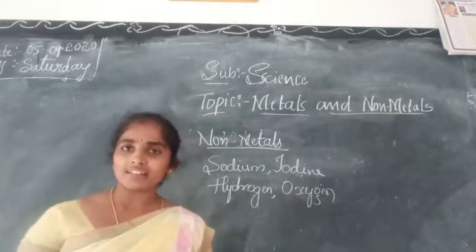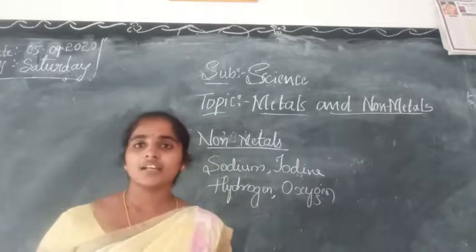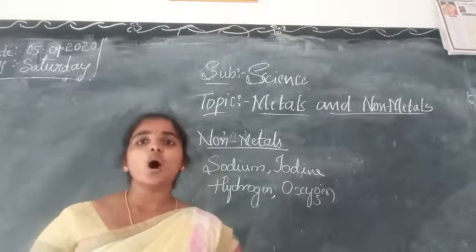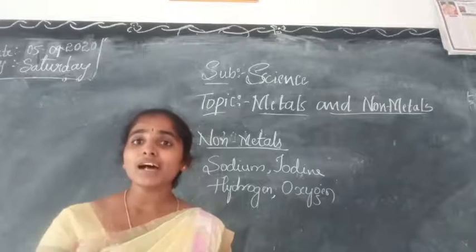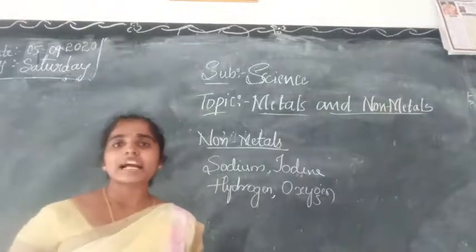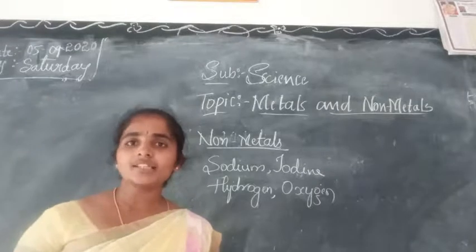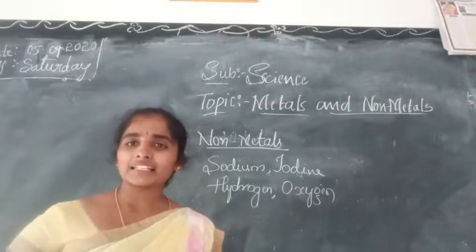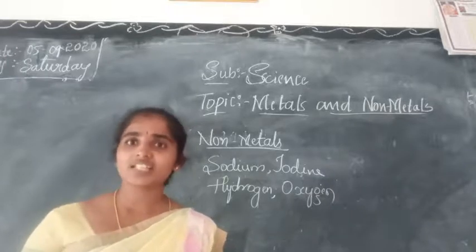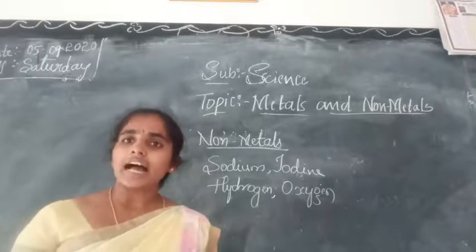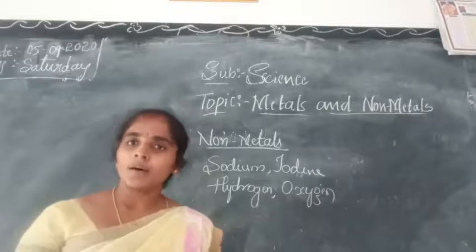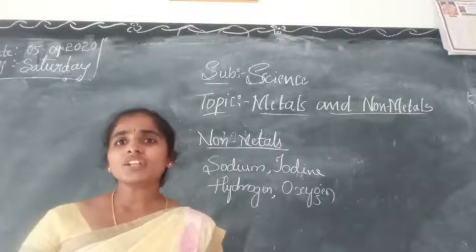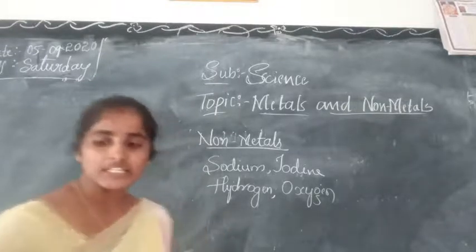So we concluded that we cannot classify an element as either a metal or a non-metal by its physical properties. We cannot judge approximately on the basis of physical properties whether it is a metal or a non-metal. What are the examples of that?